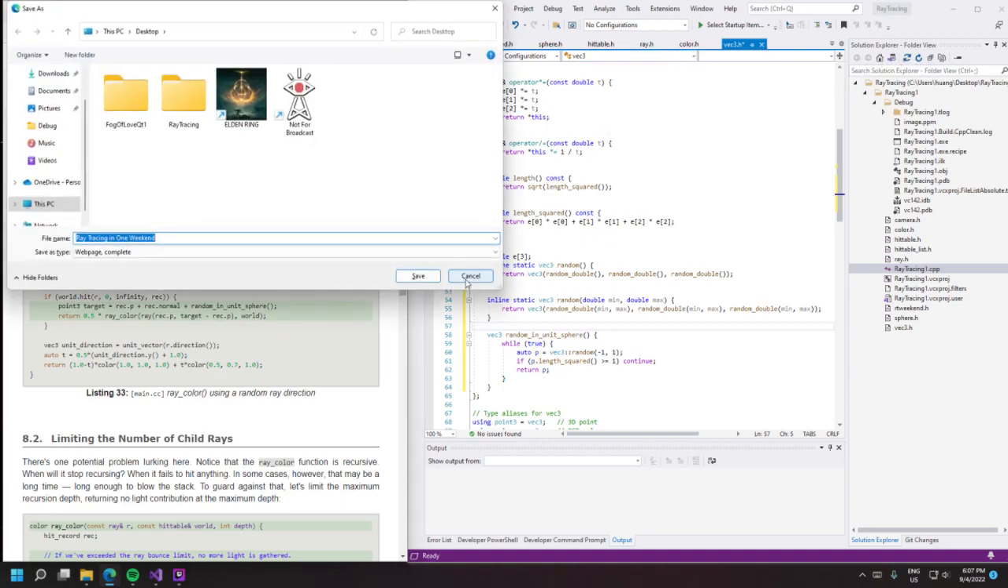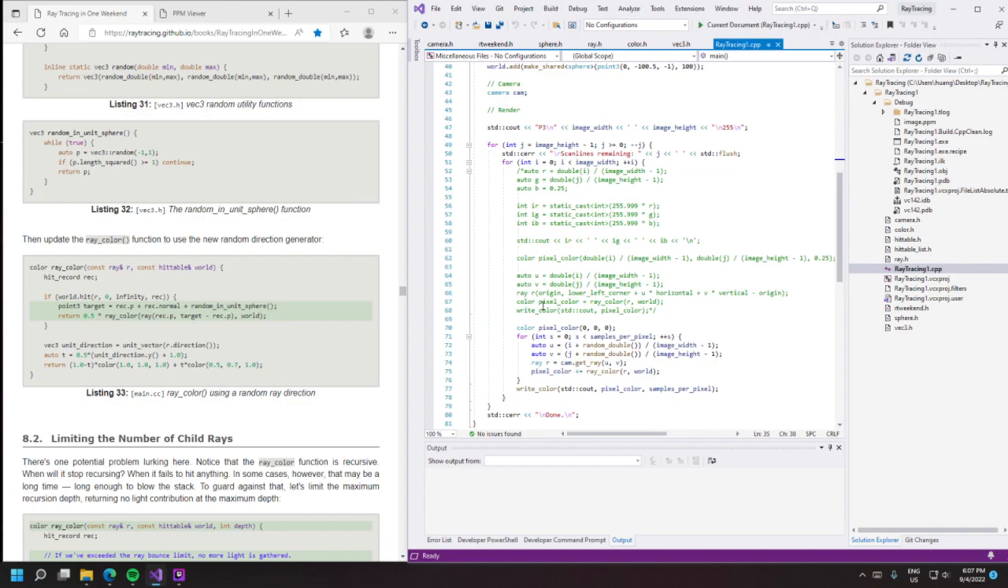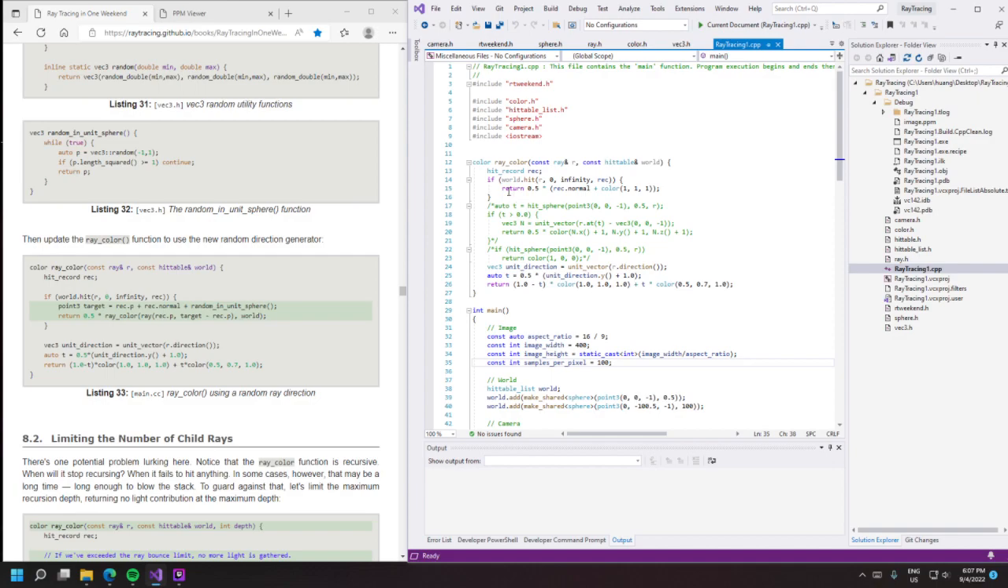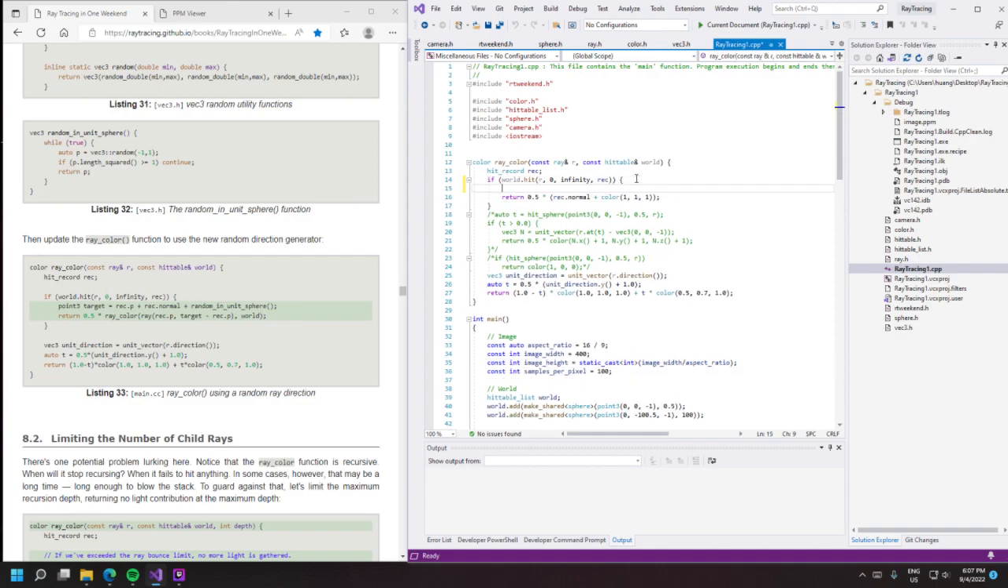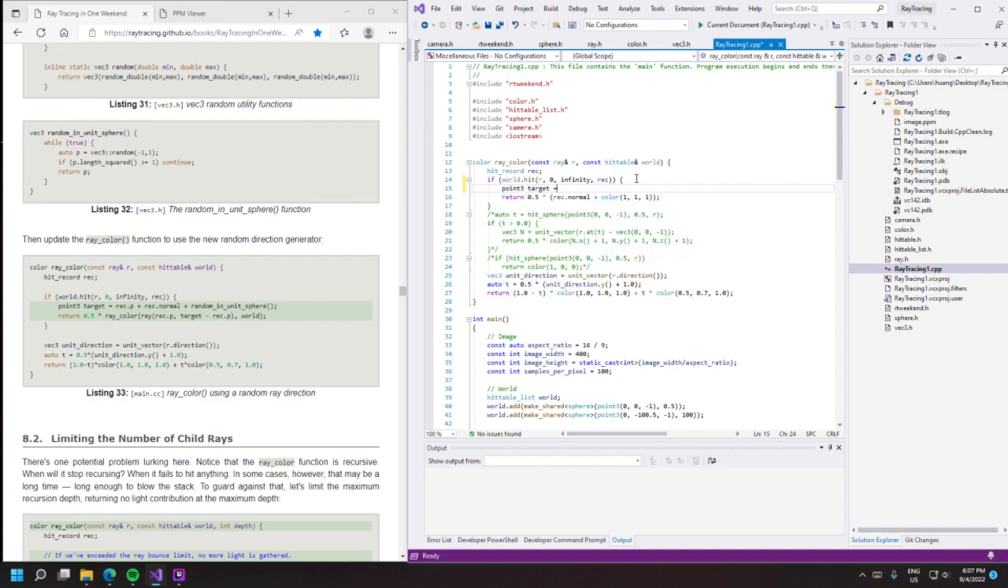But oh wait. Okay. I'm like, why does this do this? For the ray color, we want to add a line so that we have a new variable called target. That's rec.p plus rec.normal. Let me look at what is rec.p because I really forgot that.